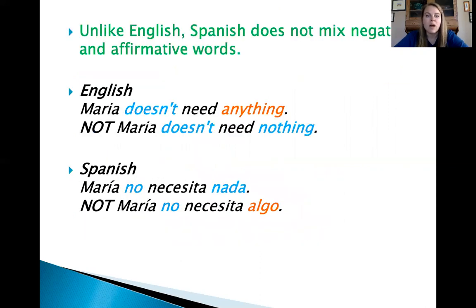All right, so just a couple more short things. Unlike English, Spanish does not mix negative and affirmative words. This is what I was just saying, but make sure you write it down. Again, here I have my blue words and my orange words. So in English, I would say Maria doesn't need anything, and I'm mixing my blue negative words and my orange affirmative words. I wouldn't say Maria doesn't need nothing, not in standard English. But in Spanish, I have to have two negative words. Maria no necesita nada, not Maria no necesita algo. Can't mix them up.